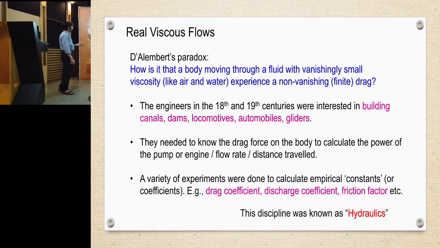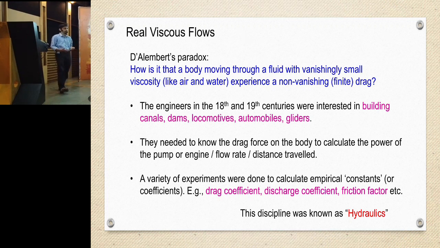So that gave rise to the so-called D'Alembert's paradox. And I'm rephrasing the paradox here. The question that was posed was: how is it that a body moving through a fluid which has a very small viscosity, vanishingly small viscosity, 10 to the power minus 5 or 10 to the power minus 6, like air and water, how is it that such a body experiences a non-vanishing drag, a finite drag?